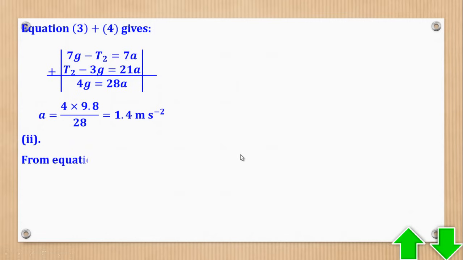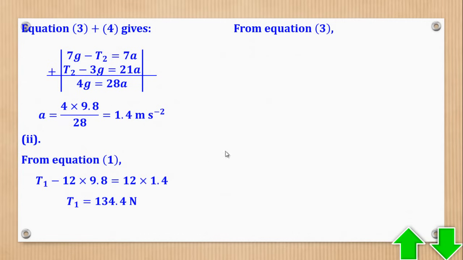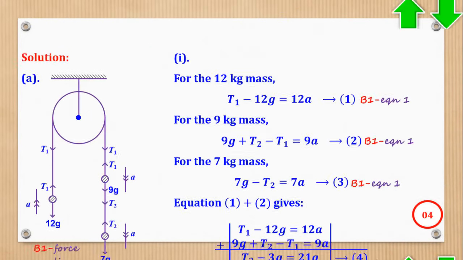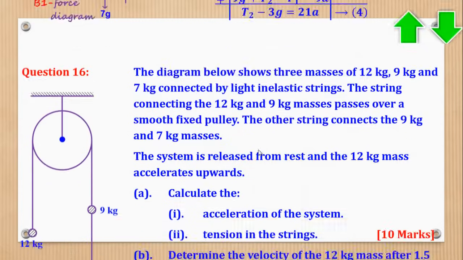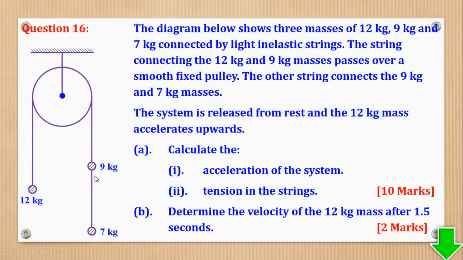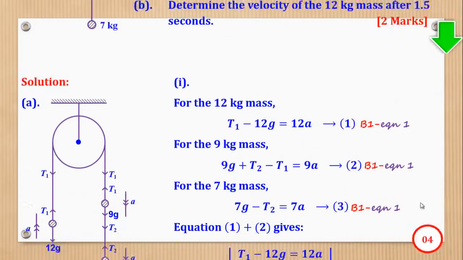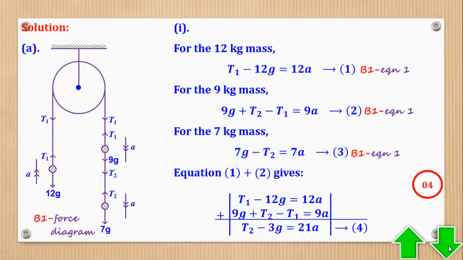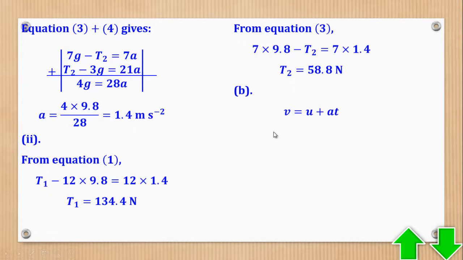Roman 2, they wanted tension. So from equation 1, substitute for a, then get the value of T1. From equation 3, substitute to get the value of T2. Then part B, they wanted the velocity of the 12 kilogram mass after 1.5 seconds. The good thing is we know the acceleration, the initial velocity, and the time, so we can use the first equation of motion and substitute to get what they want.